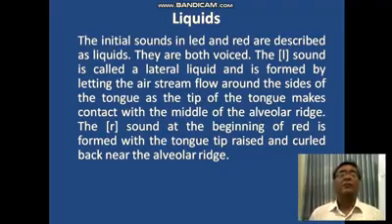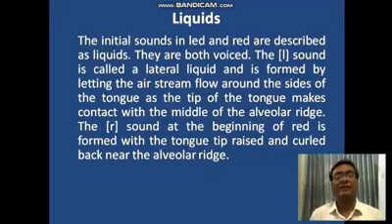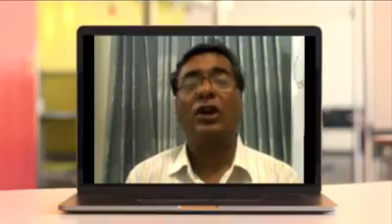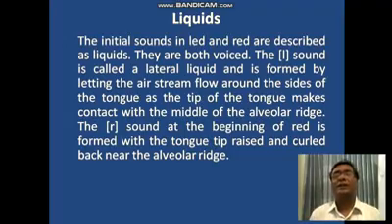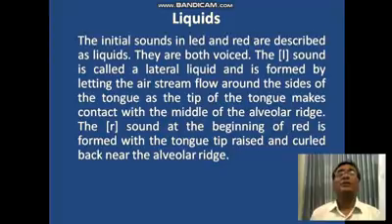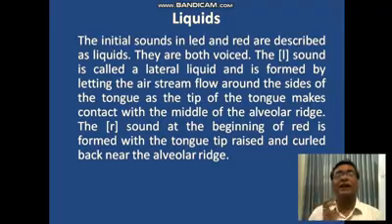Now, liquids. The initial sounds in lead and red are described as liquids. La, la, ra. They are liquid sounds. They are both voiced. The l sound is called a lateral liquid and is formed by letting the air stream flow around the sides of the tongue as the tip of the tongue makes contact with the middle of the alveolar ridge. So, la, la, your tongue tip touches the alveolar ridge, and what happens? The air stream flows around the sides of the tongue.